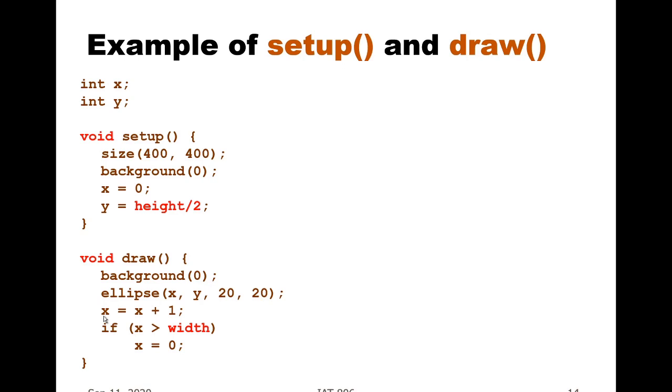Then it adds 1 to x by saying x equals x plus 1, and then if x is greater than width, it sets x to 0. Width is another one of these special variables that Processing has. Width and height both have to do with the size of the drawing area. Width is the width of the drawing area, which is 400. Height is the height of the drawing area, which is also 400. So when the value x exceeds the width, it sets x to 0.